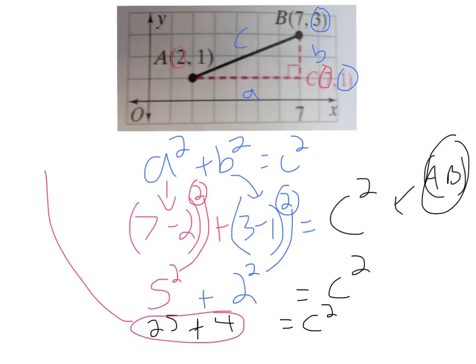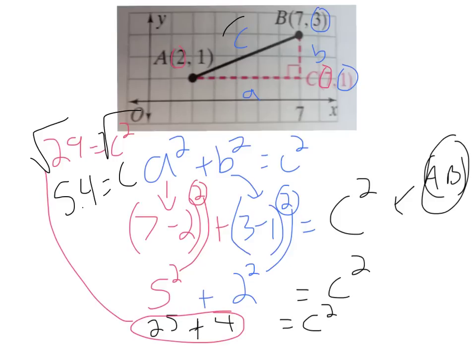25 plus 4, we should be able to tell me is 29. That equals c squared. Now remember what we learned about the Pythagorean theorem. 29 does not mean that is the length right here. 29 is not our side. 29 is our c squared. So we need to still find the square root. And we'd say the square root of 29 to the nearest tenth is about 5.4. And that is our c. That means that this length right here is 5.4 units.